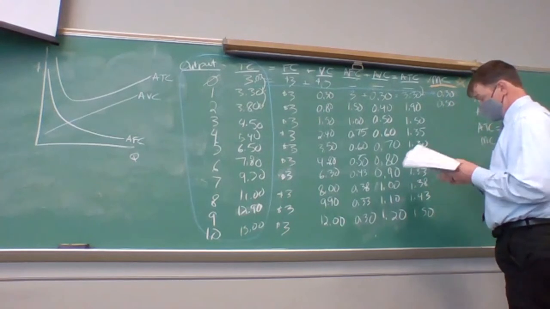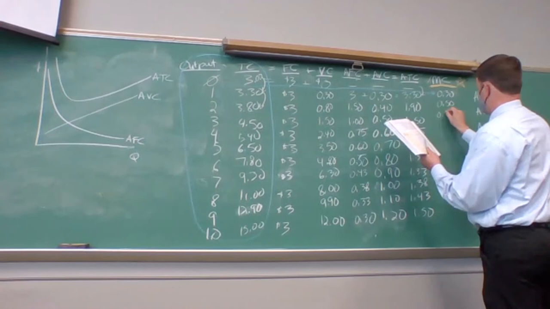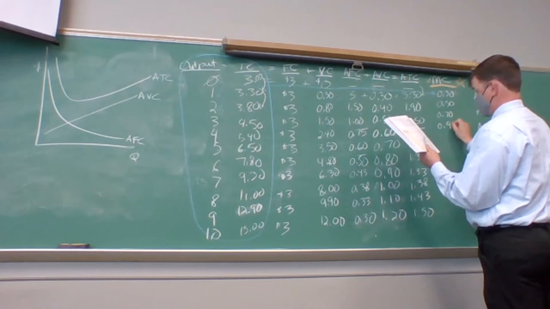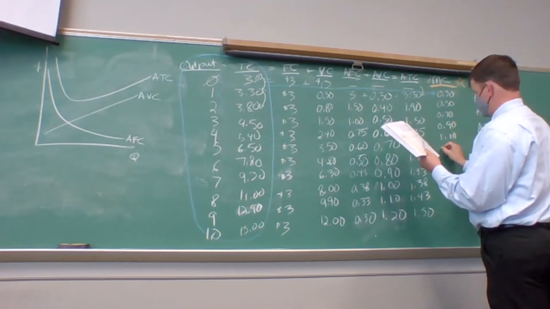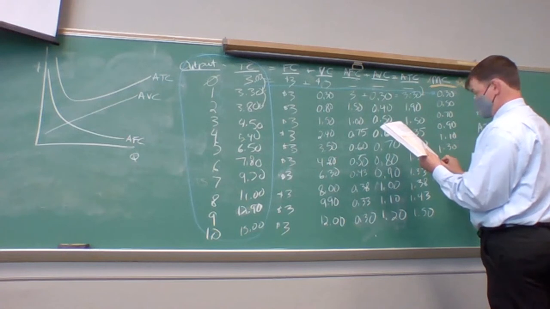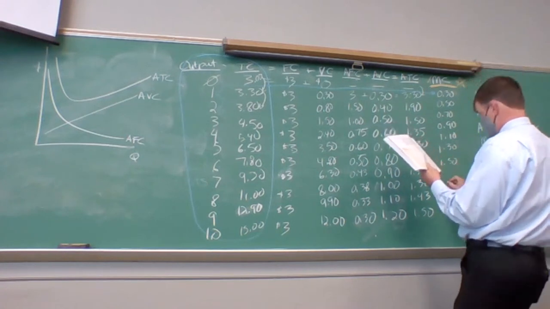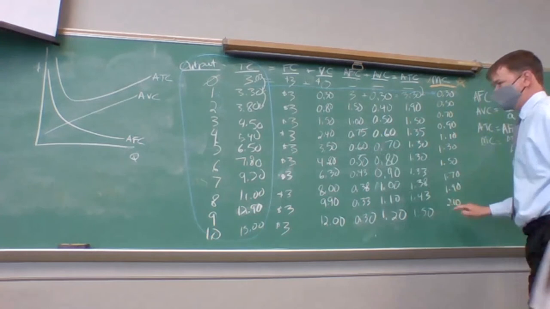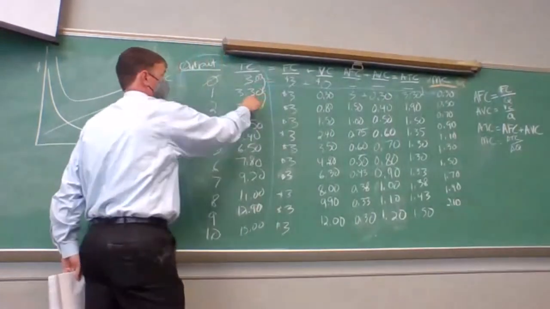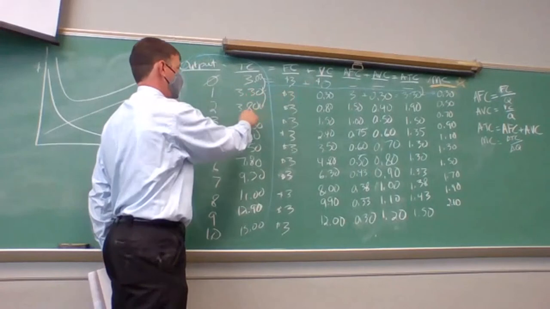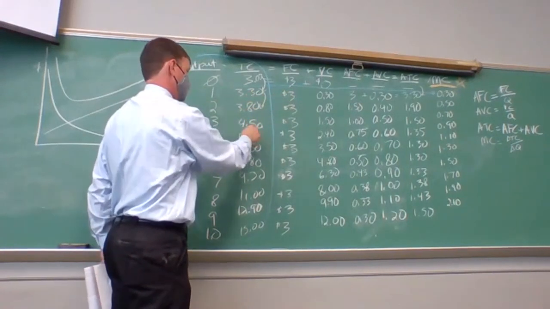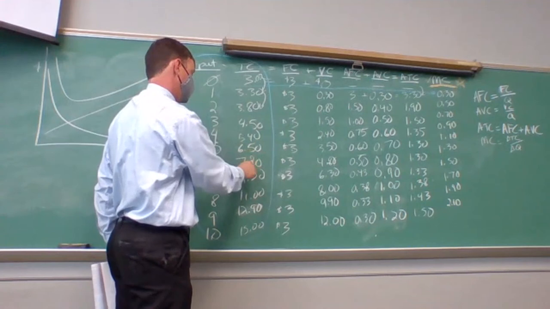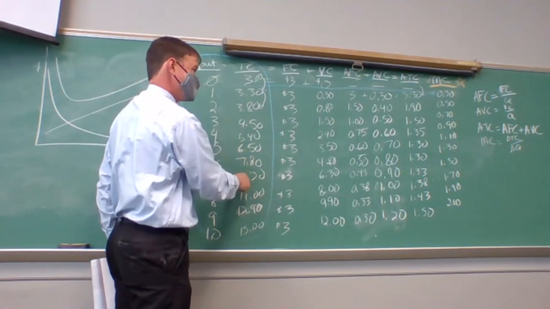All right, let's continue the exercise. Just to make sure, all we're doing here is $3 to $3.30 is 30 cents. $3.30 to $3.80 is 50 cents. $3.80 to $4.50 is 70 cents. $4.50 to $5.40 is 90 cents. $5.40 to $6.50 is $1.10. Okay? $6.50 to $7.80 is $1.30. $7.80 to $9.30 is $1.50.